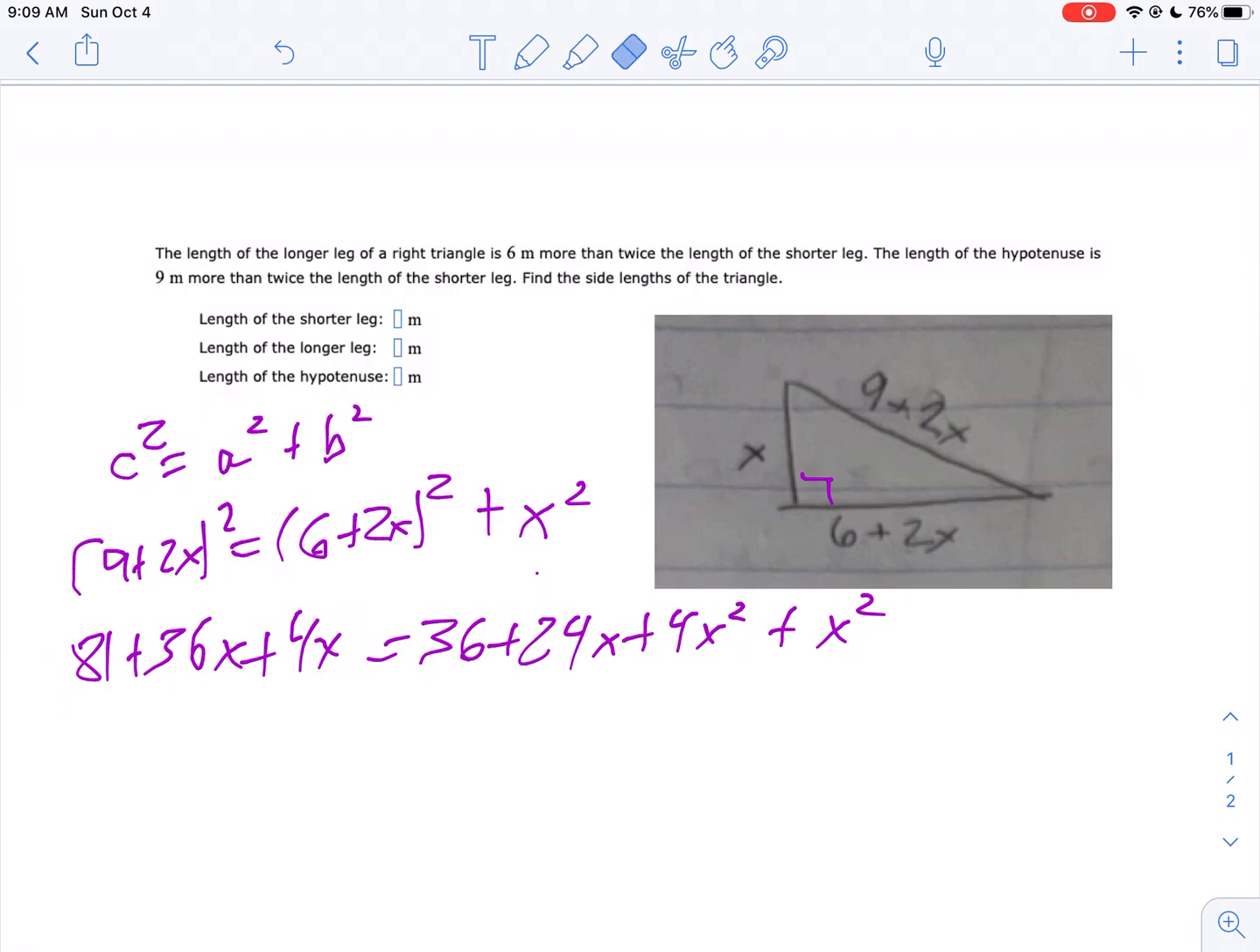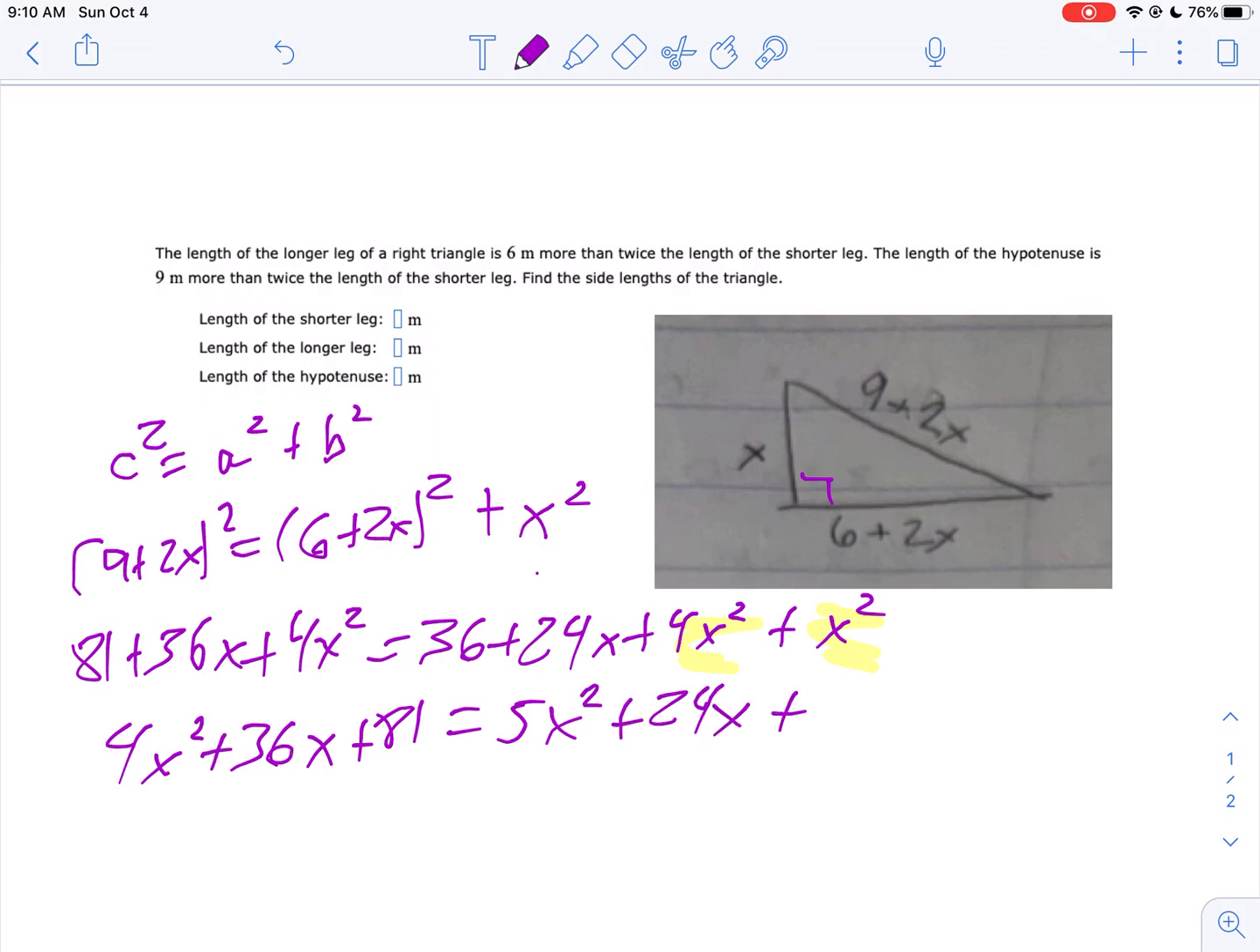Now I'm going to rewrite this in standard form and combine my like terms. So we get 4x² plus 36x plus 81 equals, now I got some like terms over here because 4x² plus x², well, that's 5x². So 5x² plus 24x plus 36.